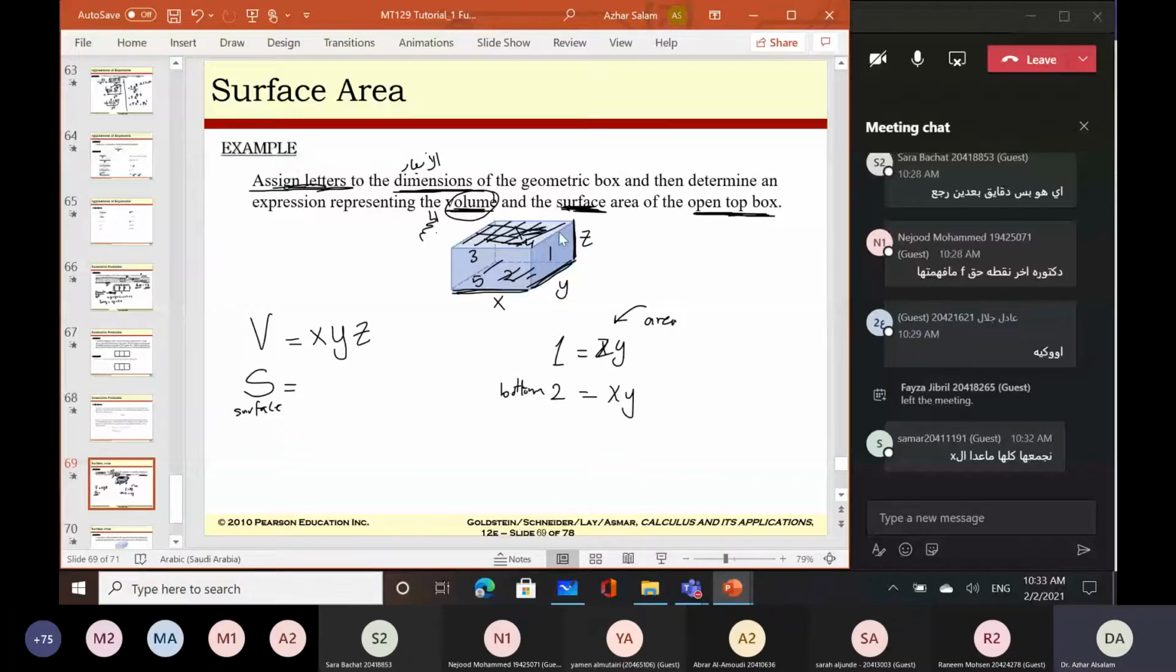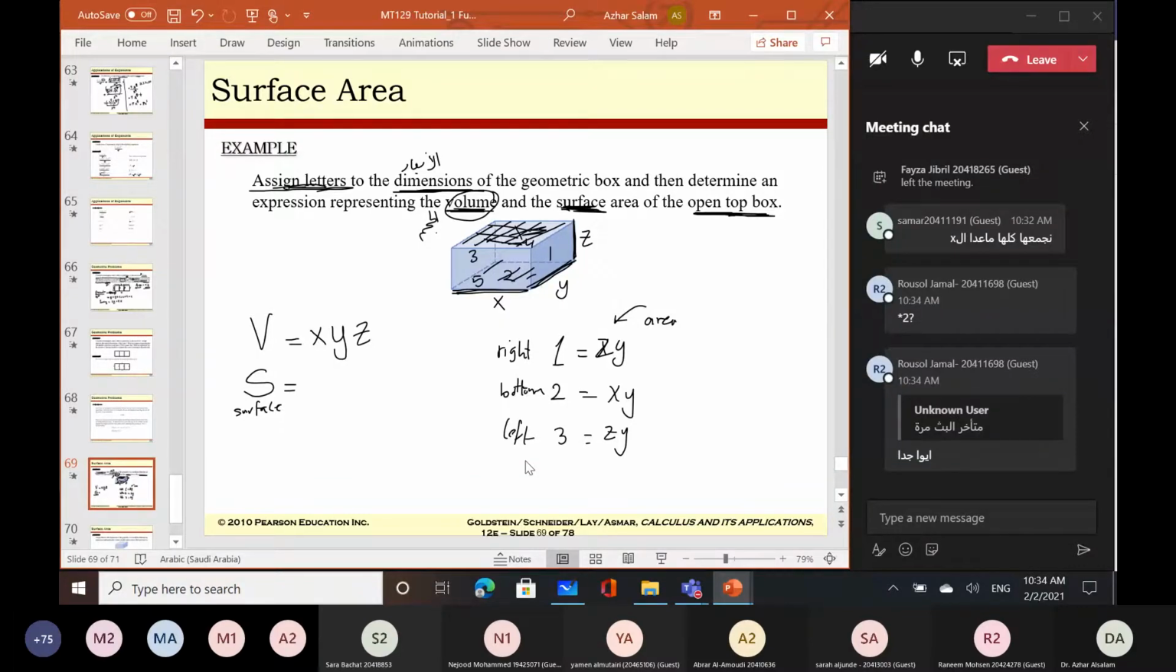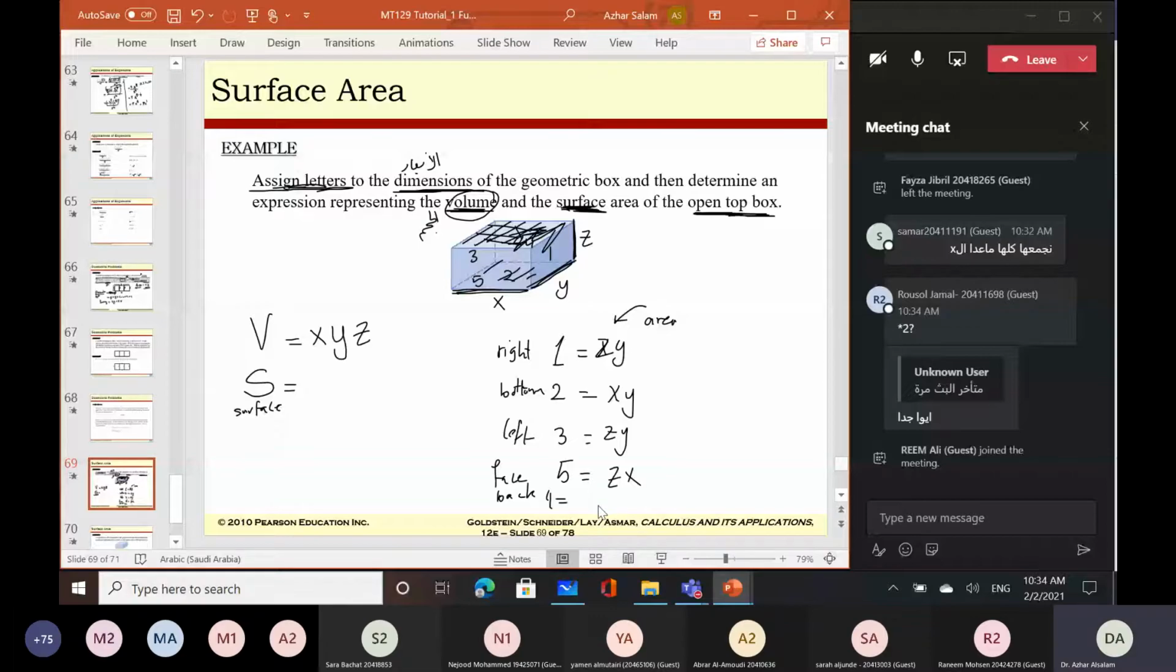Now for 3, this is the left, which is 3. It will be the same as 1, z multiplied by y. The right is 1, the left is 3. For the bottom, I did it. For number 5, which is here the front face, it will be z multiplied by x, zx. I still have 4, which is here the back. It will be z multiplied by x, also zx. So here I have zy.